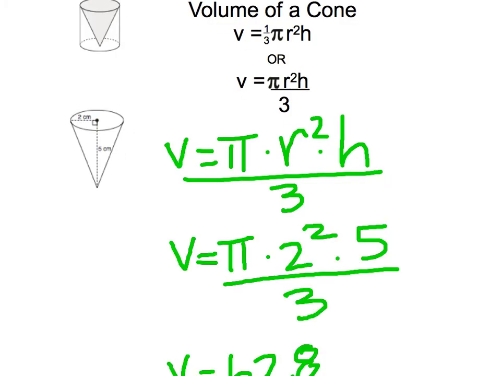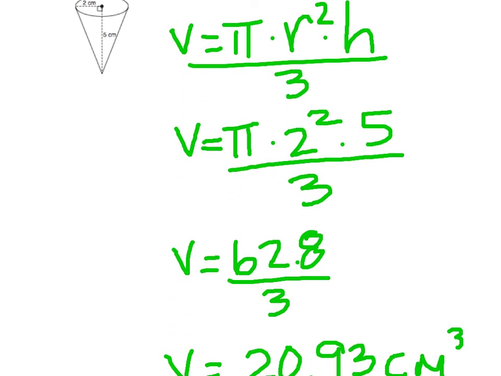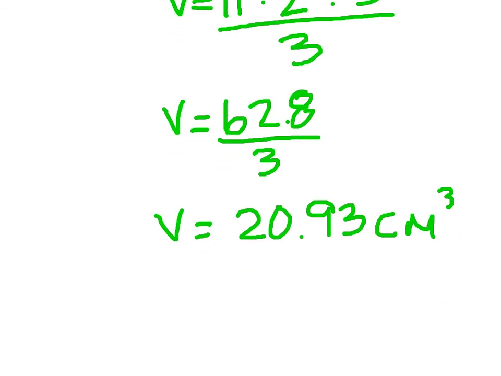All right, I selected, again, the second formula because I think that's going to work best for me. So I went ahead and jotted that down. Then I substituted my radius and my height into the formula. In the next step, I carried out my operations in the numerator. I did 3.14 times 2 squared times 5, and I got 62.8. Then I'm going to take that value, divide it by 3, and my final answer for volume is 20.93 cubic centimeters.